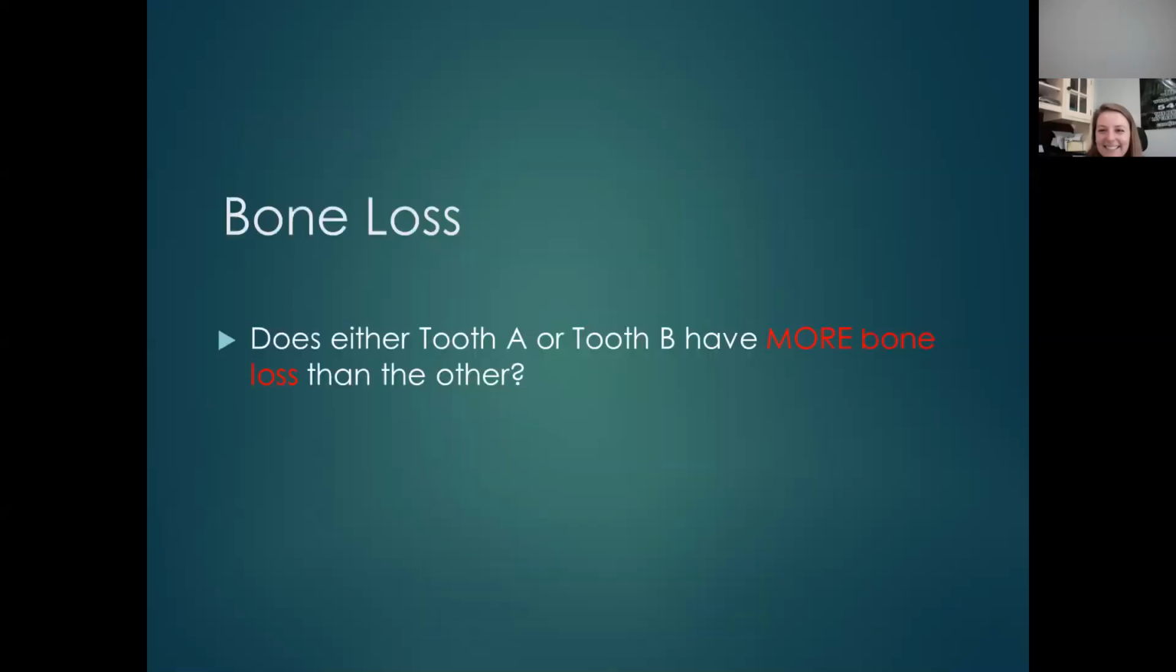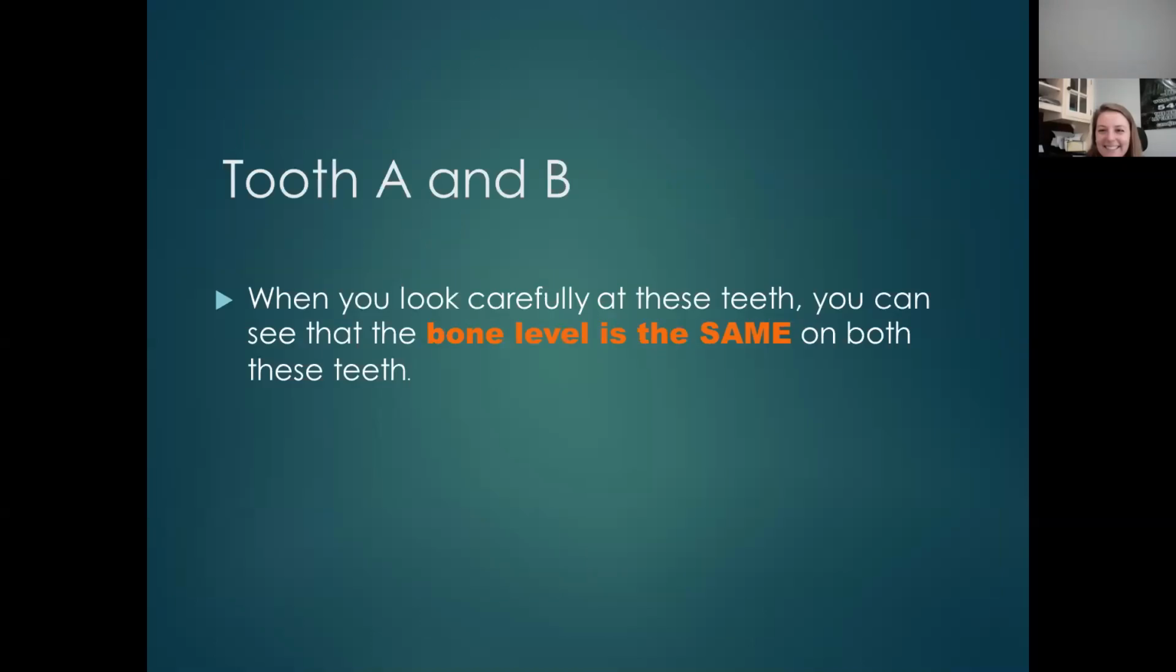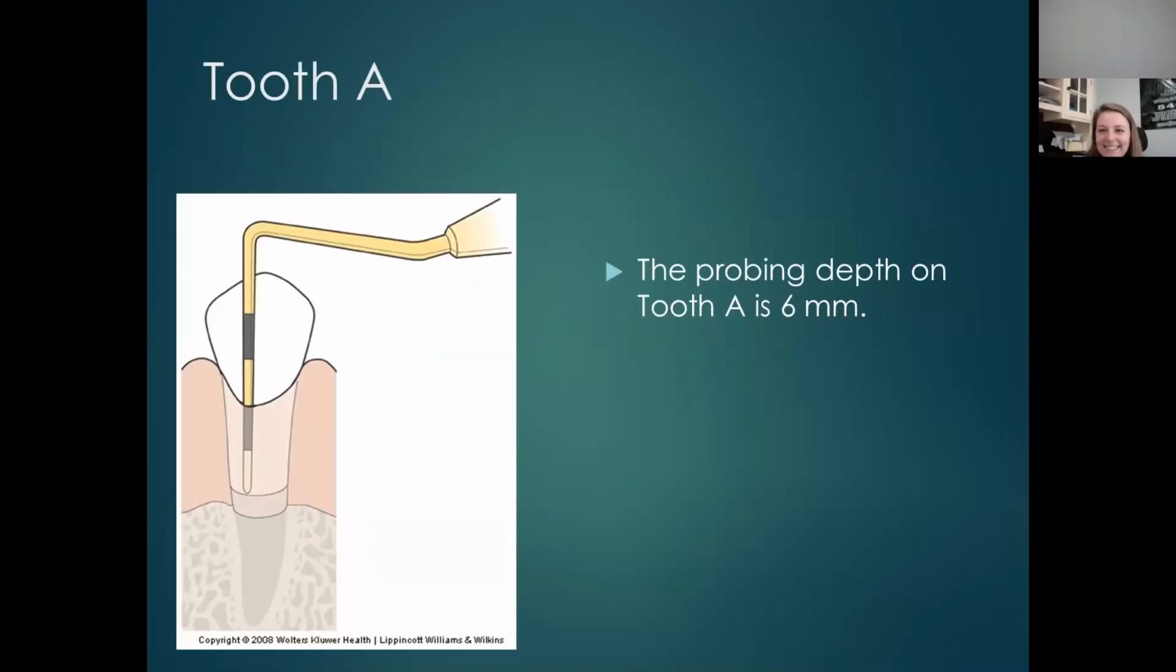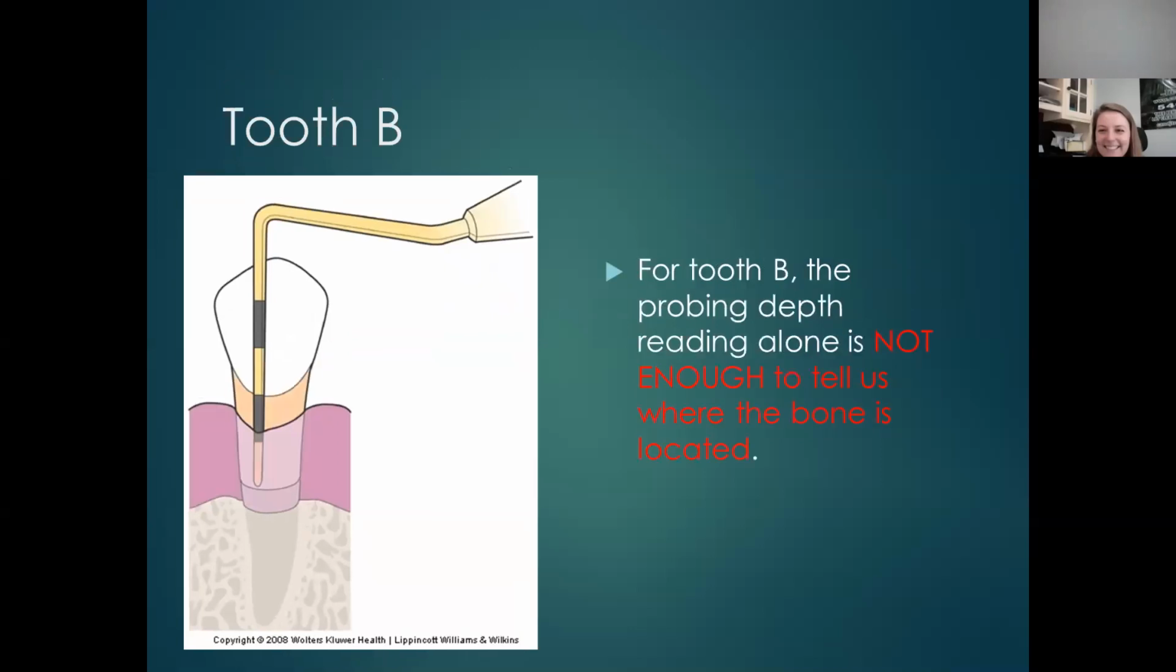So does either A or B have more bone loss than the other? They're the same, they are identical, but the probe depth is completely different. This is why we need to always know where that CAL is, because if I was just doing periodontal probing and I was getting 4 millimeters, I would think that's not bad, but they really have a 6 millimeter defect. The bone levels are the same. The probing depth is 6 millimeters. The probing depth is 4 millimeters. Probing depths alone aren't telling us what we need to know.